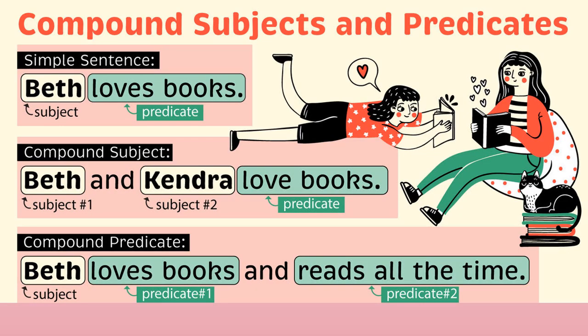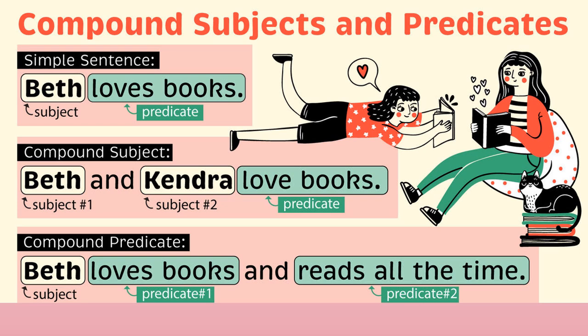Compound subjects and predicates. When I say compound, it means more than one. It could be two or three. So in the simple sentence here, you have Beth loves books. The subject is Beth, and the complete predicate is loves books. We call this a simple sentence.